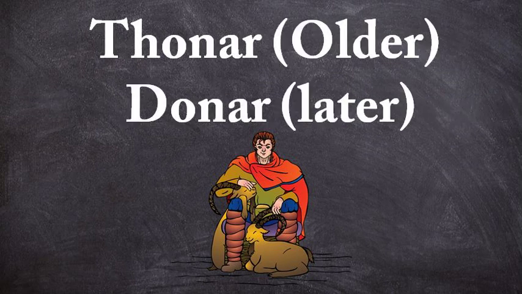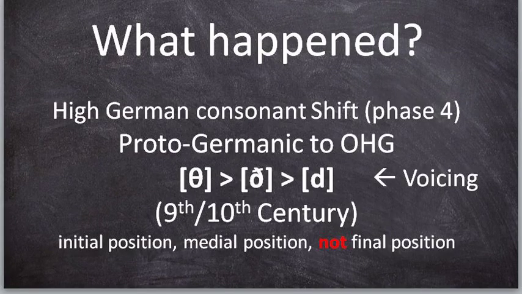In brief, Thonar is an older spelling, and Donar is a later spelling. But let's go more deeply into that. This begs the question, what happened? Well, what happened was a High German consonant shift that occurred roughly from the 9th century to the 10th century, and this was the fourth phase of it, because there is more than one phase going on.